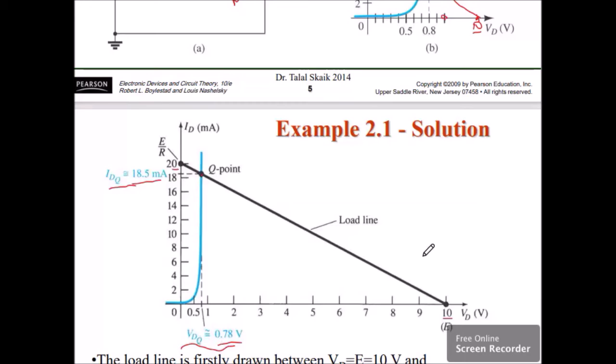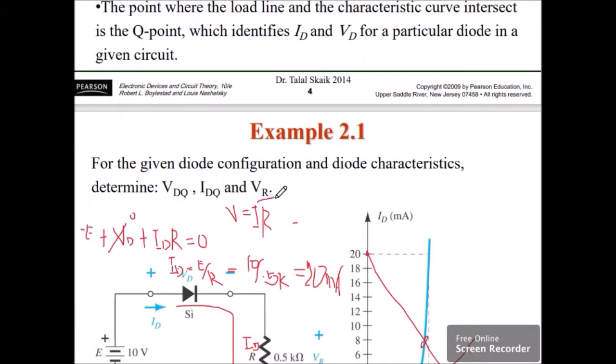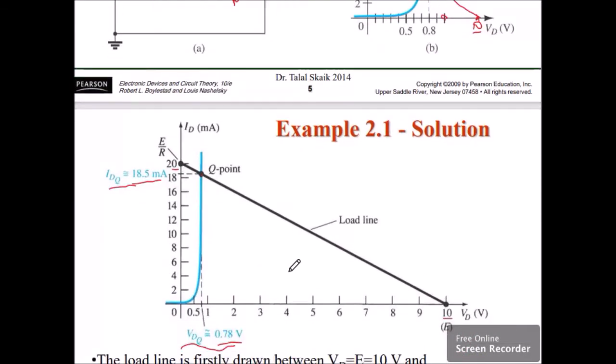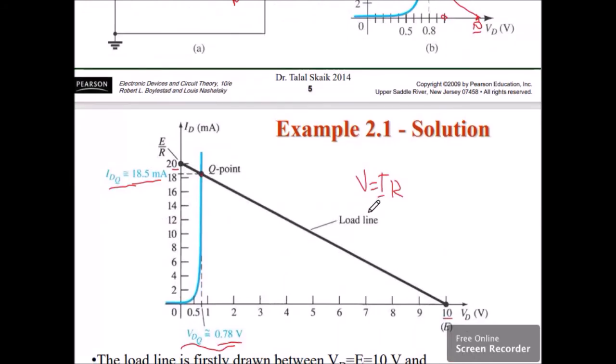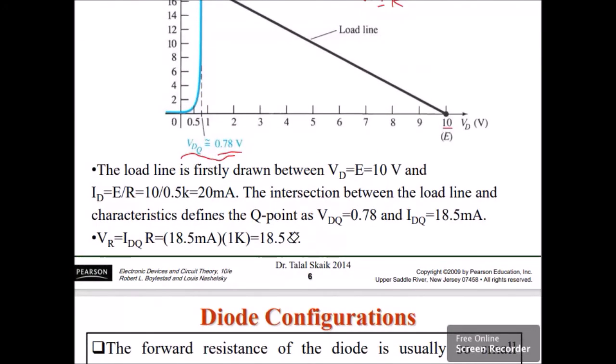And the last requirement is to look for VR. So what now is our VR? VR is equal to, diba, V is equal to IR. So what is our R? Given na po yung R natin na 0.5 kilo ohms. And our I is, kasi solve lang natin, our I is 18.5 milliamp. So 18.5 milliampere times 0.5 kilo ohms gives you a VR of 18.5 volts. Okay?